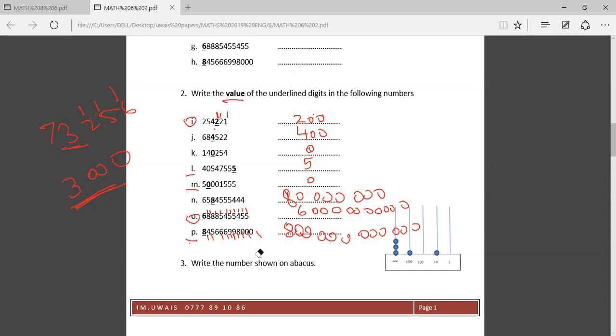Right, third question. Write the numbers on abacus. Write the numbers shown on abacus.